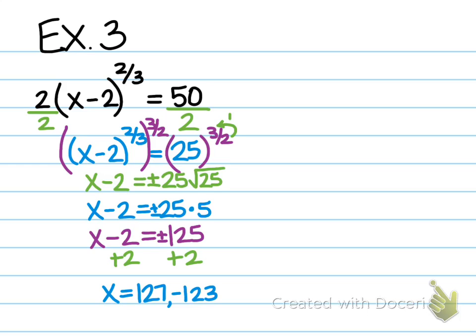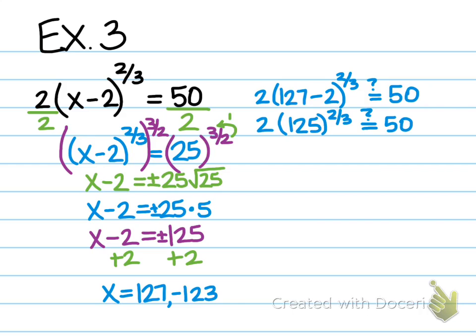So now I need to check both of those solutions to see if they work. One could work, both could work, neither of them could work. We got to plug it back in to see. So if I plug in and say 2 times (127 minus 2) to the 2/3 power, I want to see, does that equal 50? Inside parentheses, that's going to be 2 times 125 to the 2/3. If I take 125 and raise it to the 2/3 power, that equals 25. And 2 times 25 does equal 50. So 127 is a solution.